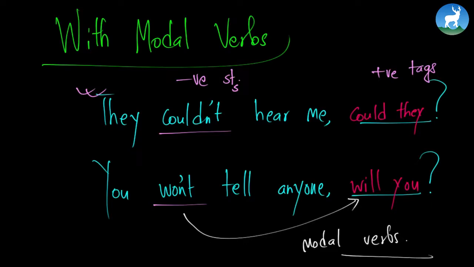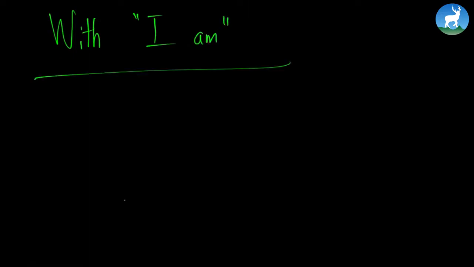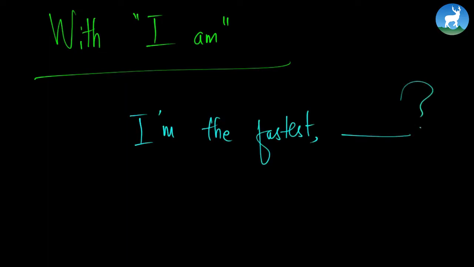Now let's talk about with I am. What does that mean? With I am. Be careful with question tags with sentences that start with I am, because something is tricky here. I'm the fastest. So what is the question tag? Is it amn't I? No, the question tag is aren't I. But wait, there's another form too, and that is am I not.